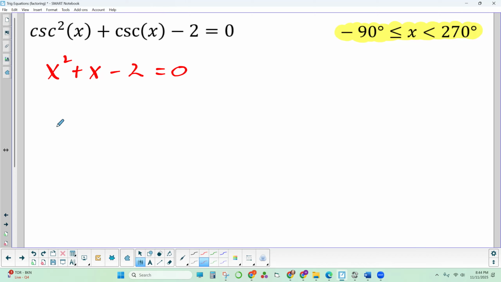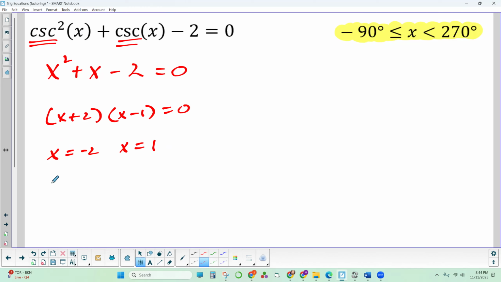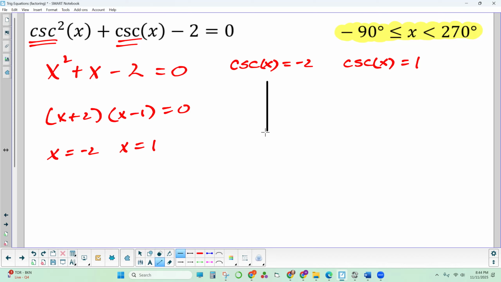So if we factor this, this factors to x plus 2 and x minus 1 equals 0. Set the factors equal to 0 and solve. X equals negative 2 and x equals 1. Okay? So now we will take the x's and replace with cosecant x. So that gives us cosecant x equals negative 2 and cosecant x equals 1. All right? So now we are looking for angles where cosecant is negative 2 and where cosecant is 1.